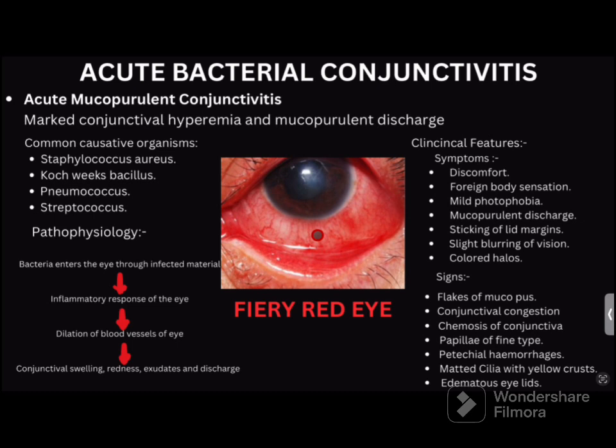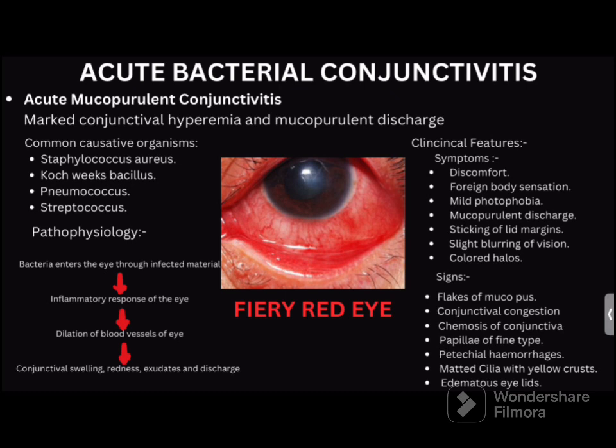Then petechial hemorrhages are characteristic of pneumococcal bacterial conjunctivitis. Petechial hemorrhages are small, pinpoint hemorrhages that will be seen in the pneumococcal type of acute bacterial conjunctivitis. Now what happens is, because of the mucopurulent discharge, your cilia will get matted with the yellow crust. The last sign you look for will be the edematous eyelids. That is, your eyelids get swollen. So you call them edematous eyelids.